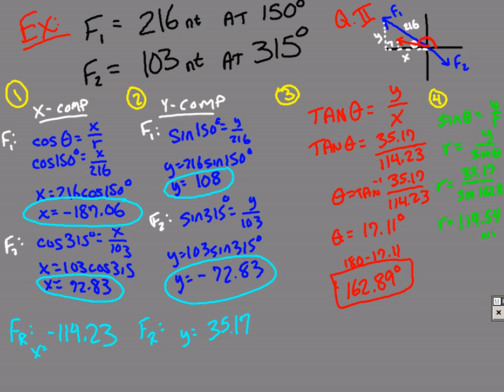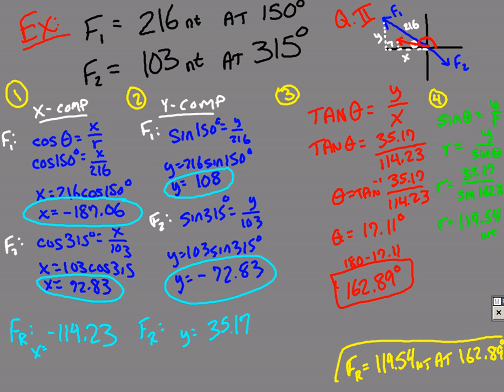119.54 newtons. That means that in the end, my answer is, write it down here in yellow, my answer is, the resultant vector is equal to 119.54 newtons, that's what we got from part 4 up here, at what degree? At what angle? That's what we got in part 3. At 162.89 degrees. That's how you want your final answer to look.